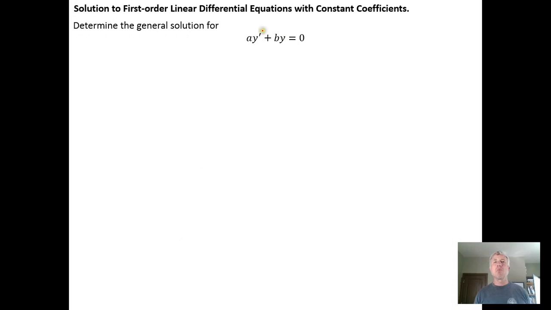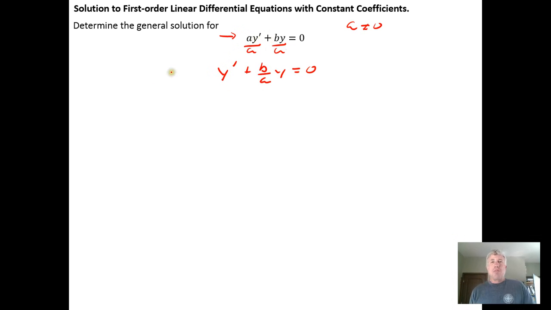And we're going to look at what solution we would get for this if we tried to solve it. So our technique for solving this would be to divide by a. We're assuming a can't be 0, or we wouldn't have a first order differential equation. So a can't be 0. We divide by a, and we wind up getting y prime plus b over a times y equaling 0.